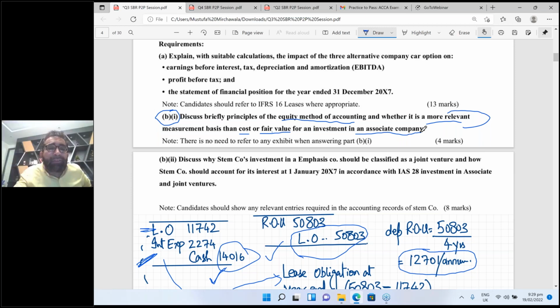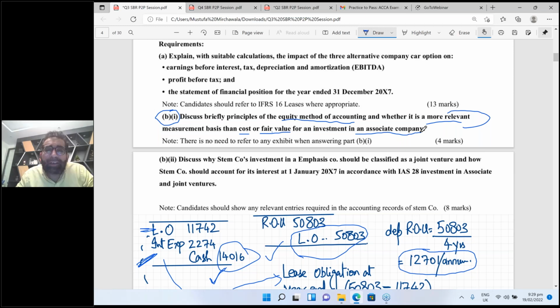Number two, recording at fair value is a purely judgment-based thing. I hope you remember IFRS 13. In fair value, you need to apply level 1, level 2, level 3. There are a lot of things, a lot of judgments. And whenever a judgment comes in, the reliability of the books goes down.